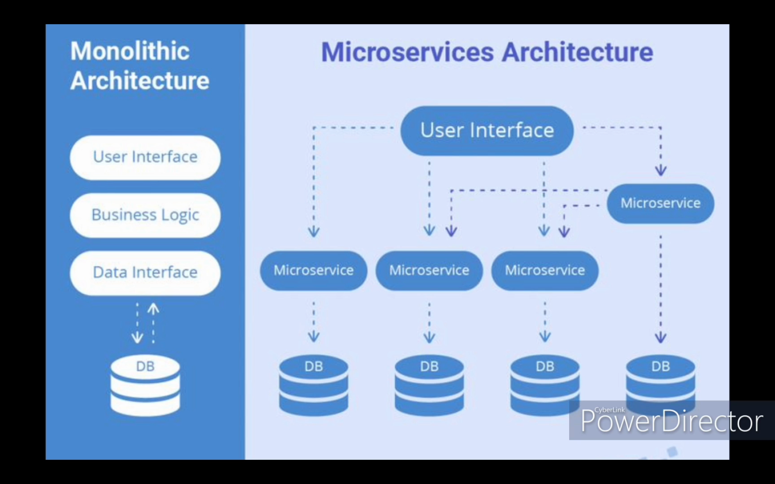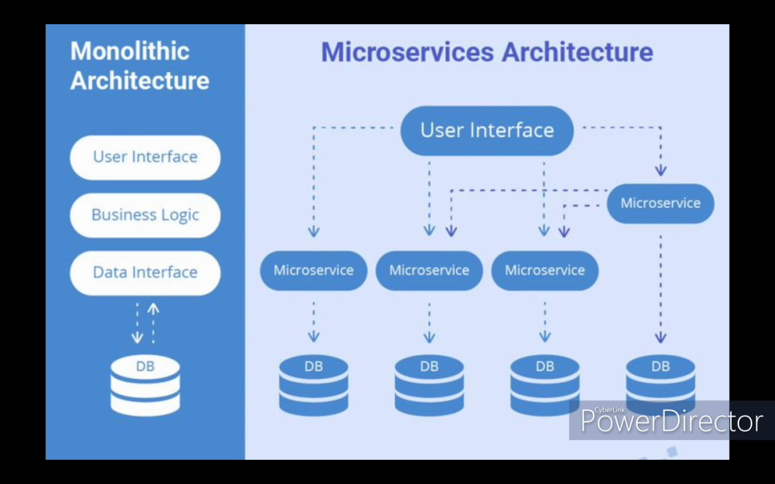From the architecture: in a monolithic architecture, the entire application is built as a single, unified piece of software. All components, including the user interface, business logic, and data access layers, are tightly integrated. Microservices architecture breaks down the application into smaller, independent services, each responsible for a specific business function. These services communicate with each other through APIs.